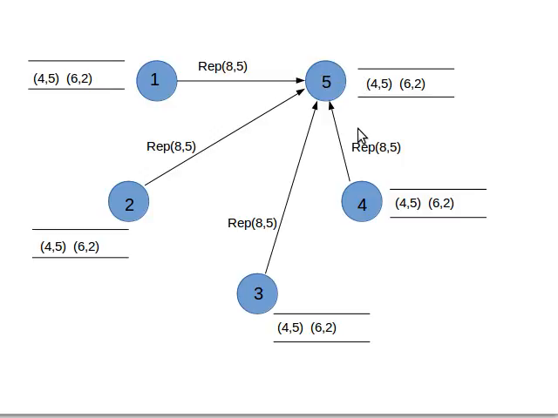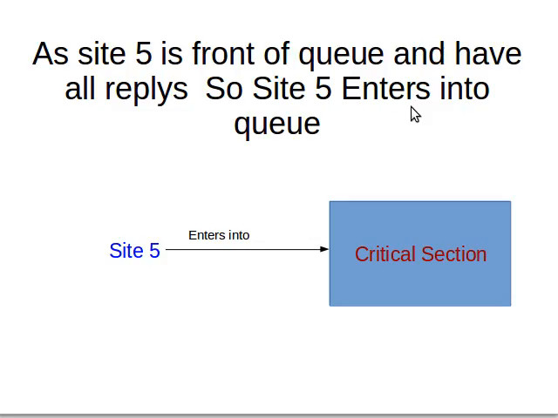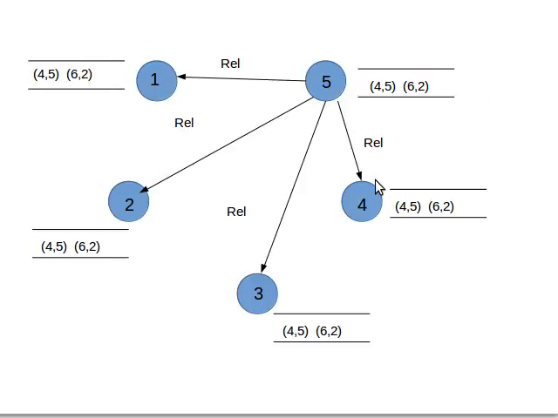Once again, site 2 and site 5 both are holding reply messages, but site 5's request was in front of the queue, so site 5 is entering into the critical section. So now site 5 enters into the critical section. After finishing its execution, site 5 sends release messages to all the other sites, and it removes its request from its queue.